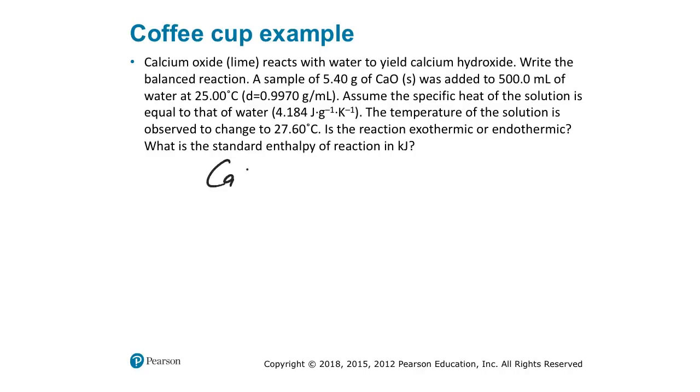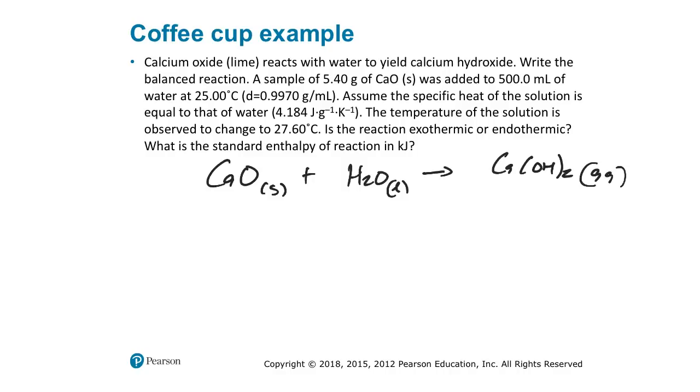So that's just CaO plus H2O goes to Ca(OH)2. Now this is a solid being added to liquid water, going to the water-soluble calcium hydroxide. And everything balances: 2 hydrogens, 2 oxygens, and a calcium. So very easy reaction to balance.